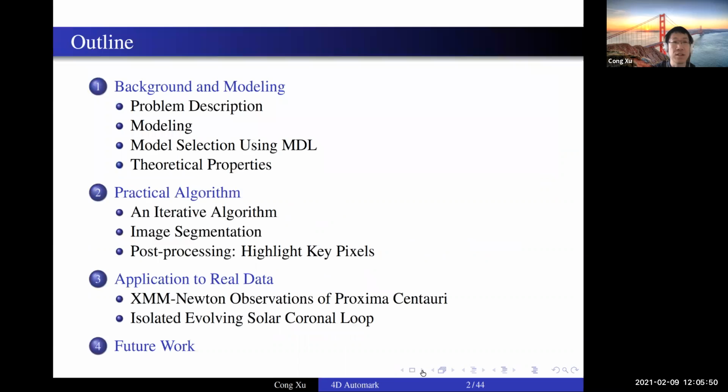Okay, so let's get started. Today we are going to mainly talk about this change point detection problem. We'll start with the background of the problem and also the way we model it. Then I will try to present a practical algorithm to deal with it. And finally, some applications to some real data sets.